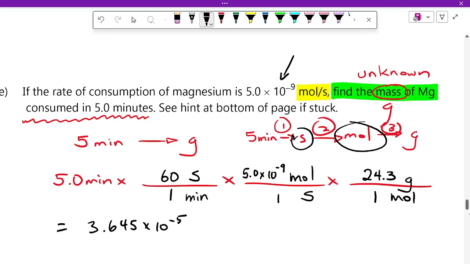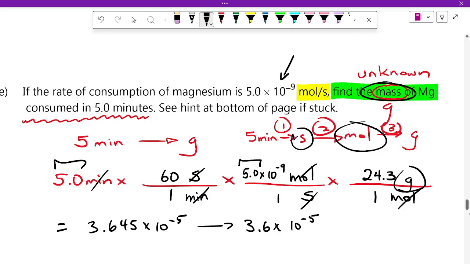What would we need to then do with that answer? It's just going to be 3.6 because we need to have 2 sig figs. 3.6 times 10 to the negative 5. Are we done? No. What are we missing? Grams. We are looking for grams, and if you look at all your units, they cancel out and give you grams.